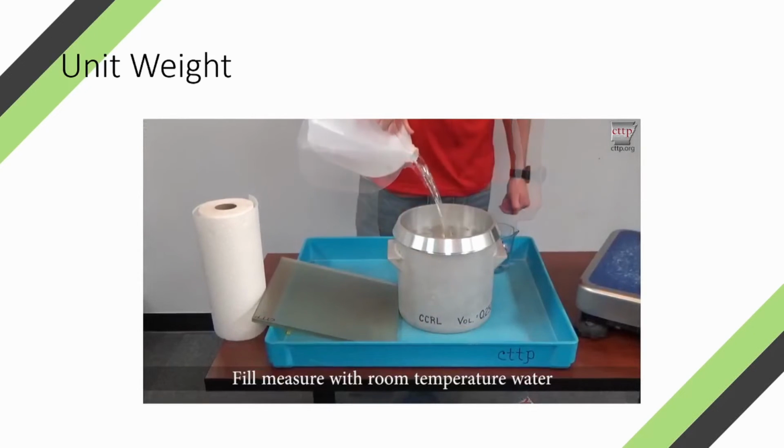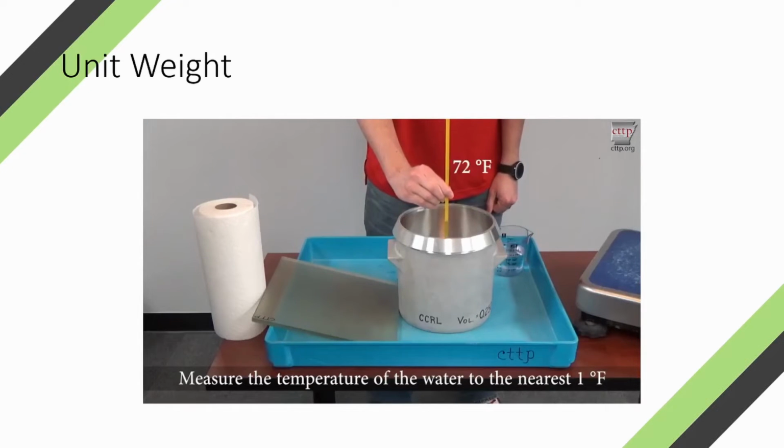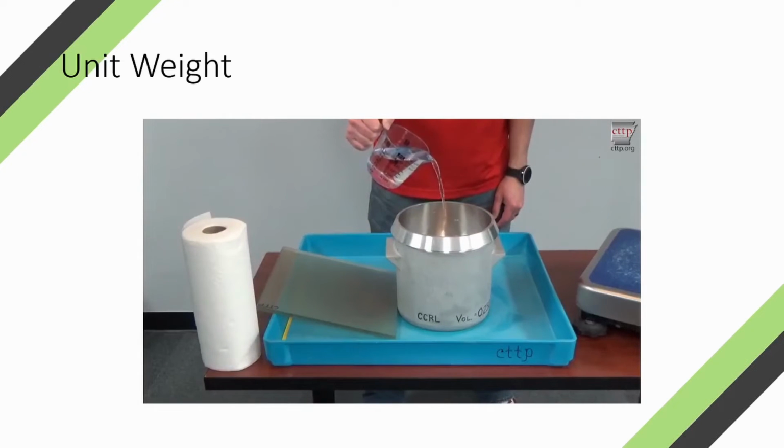Fill the measure with room temperature water. This is what you do when you don't know the volume of the container. Measure the temperature of the water to the nearest 1 degree Fahrenheit. Finish filling the measure until the water level is slightly above the rim.